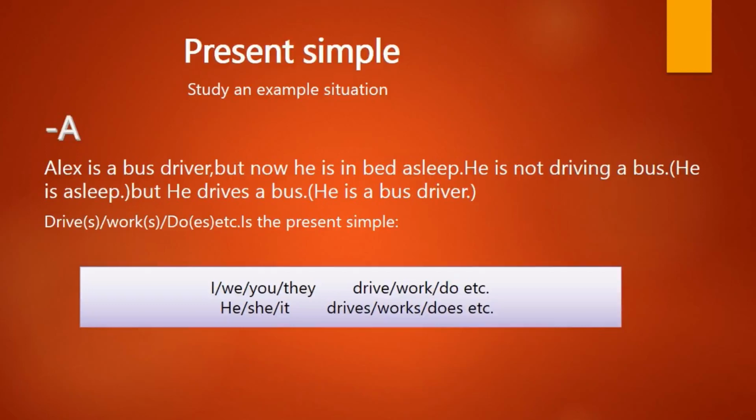I have given some examples for you. After the main verb: drive plus s is drives, work plus s is works, do plus es is does, etc. This is the present simple. After the subjects I, we, you, they, the main verb will be in regular form: drive, work, do, etc. And after the subjects he, she, it, the main verb plus s or es: drives, works, does, etc.